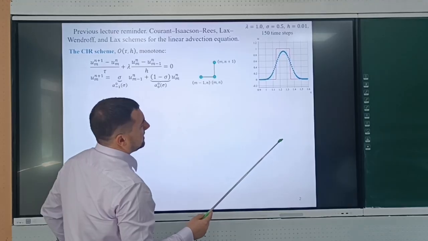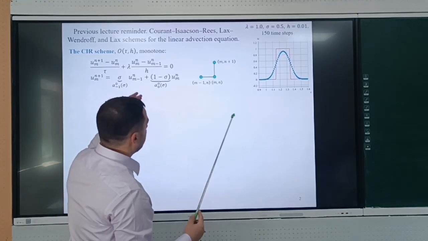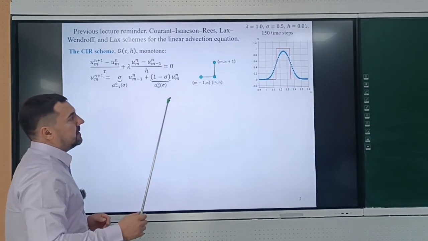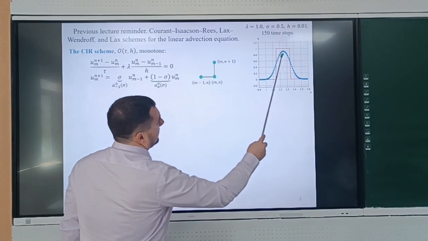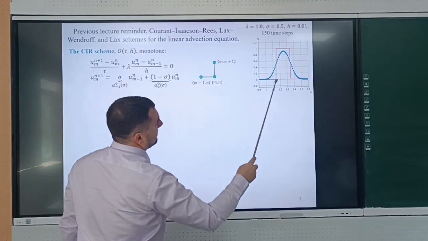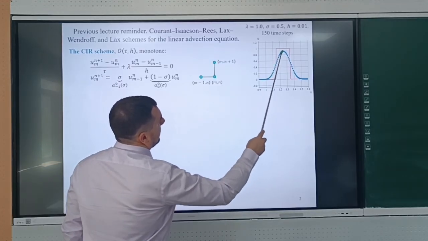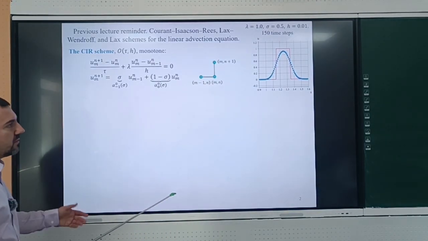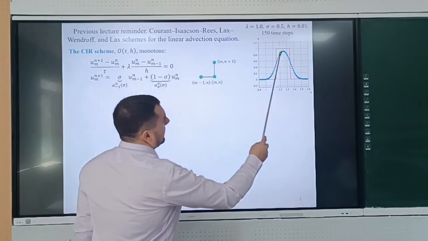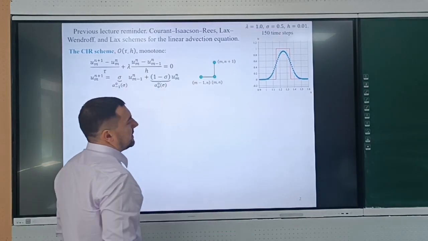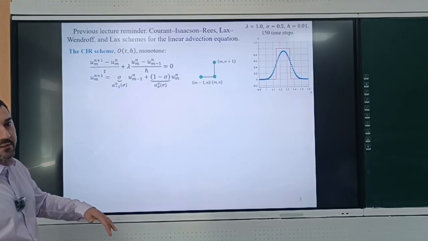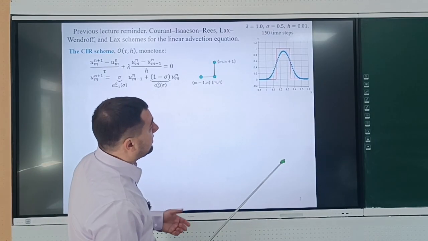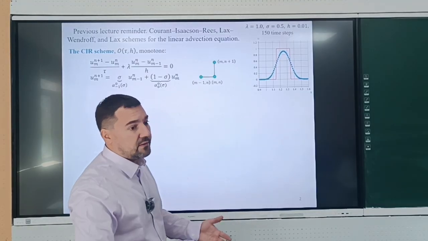For example, the disadvantages of using a low order, first order scheme include the smearing of shocks and discontinuities. Instead of a very sharp change of our function, we have a very smooth change, and that's not good. Another disadvantage is that the amplitude of the signal decreases in time, and that's also not so good. But at the same time, from a physical point of view, this solution is physically relevant.